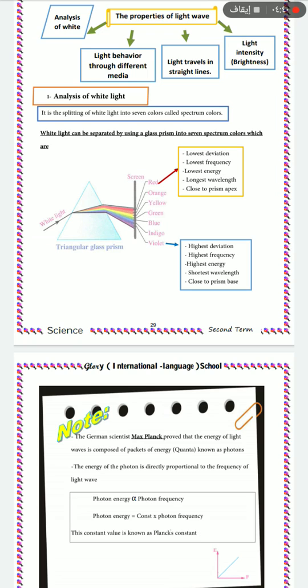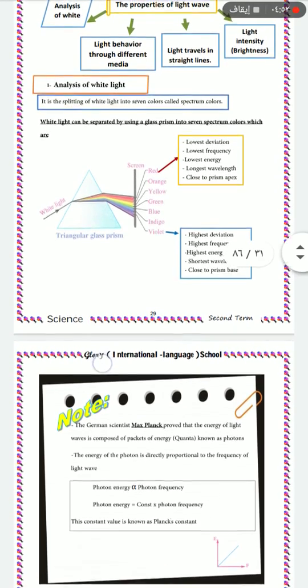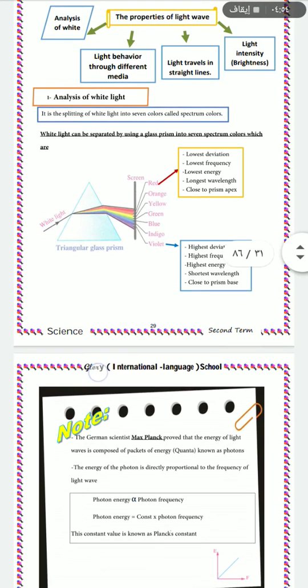How about the visible light that we can see? It starts from 380 to 700 nanometers. That's good. Now let's talk about an important point, the analysis or splitting of white light.